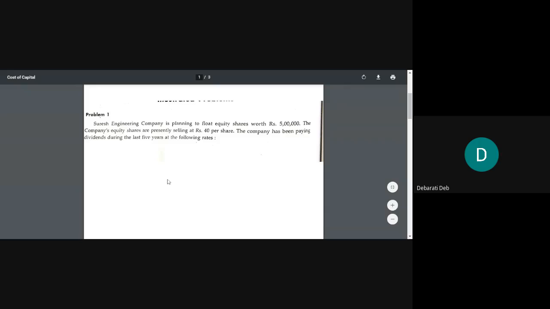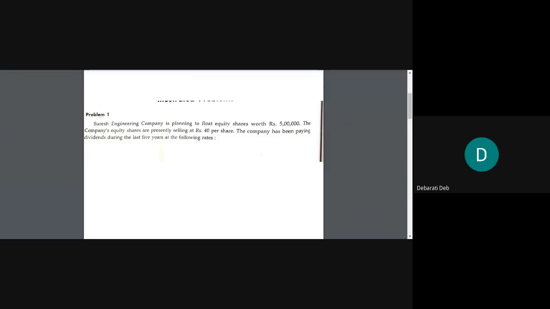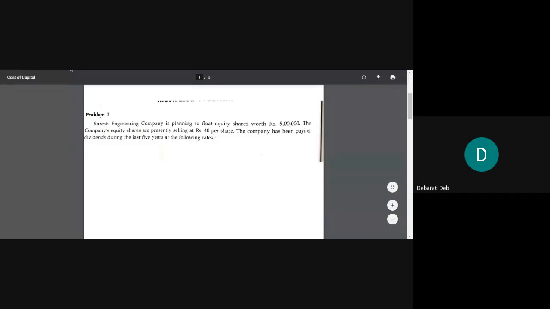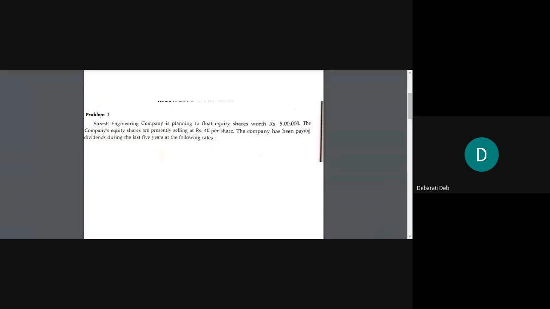Okay, so the problem says that Suresh Engineering Company is planning to float equity shares worth rupees 5 lakh. So it is planning to accumulate capital by floating equity shares, which will be worth rupees 5 lakh. The company's equity shares are presently selling at rupees 40 per share. So the present price per share is rupees 40 per share.